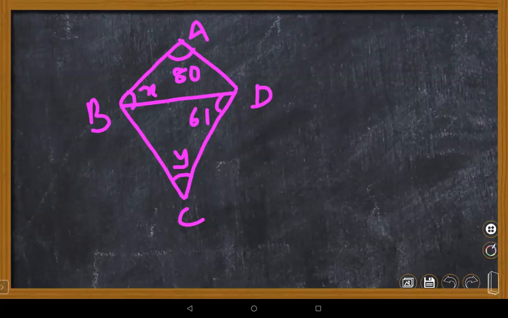Ma'am, are adjacent angles supplementary? What, ma? Which property are you using? In a kite, we are not supposed to take adjacent angles as supplementary. No, ma'am, how can we find it? That's why I'm asking for the Y value. How are you supposed to find it? Just see, children.